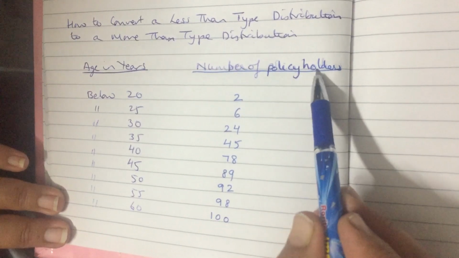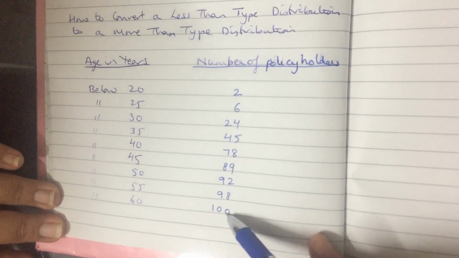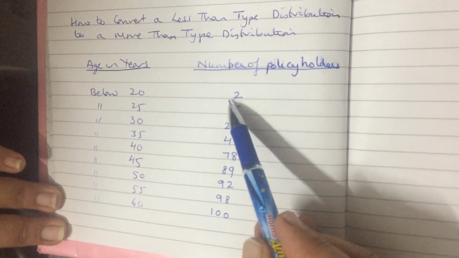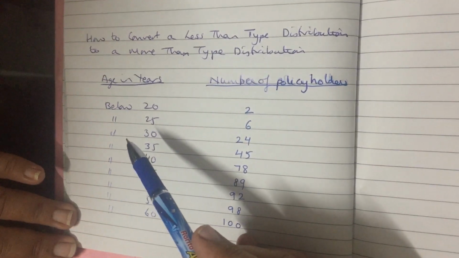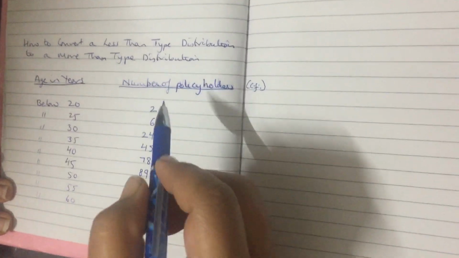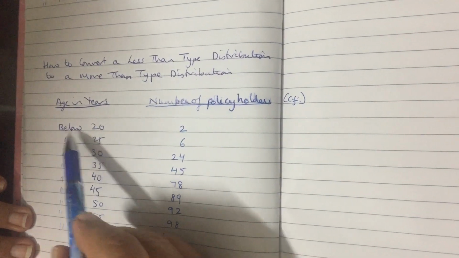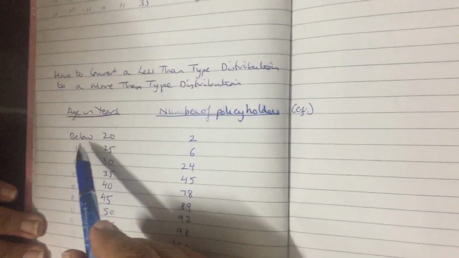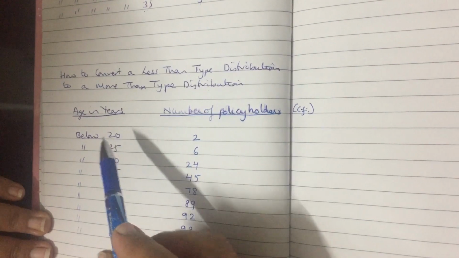You have the number of policy holders, which are 2, 6, 24 till 100. Again, you see that the smallest number is here, the greatest number is over here. Whenever you have a less than table or a below table, that means this is the cumulative frequency. So if you write it, it is always better for you. Now when I take a below 20 or a less than, I know in a less than this is supposed to be the upper limit.